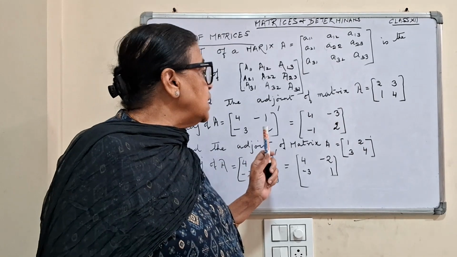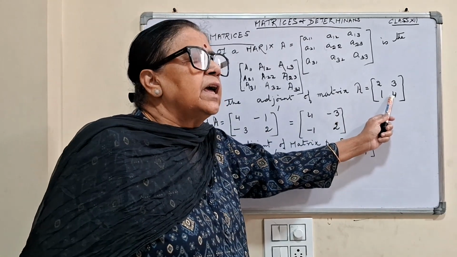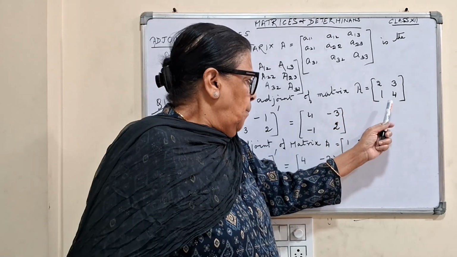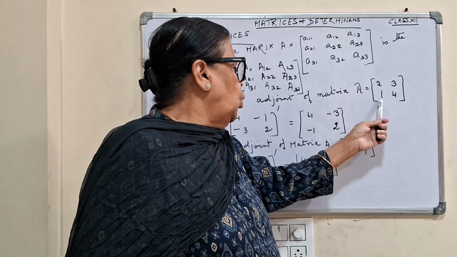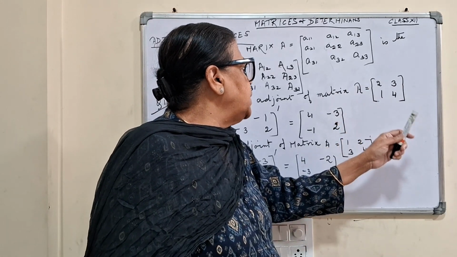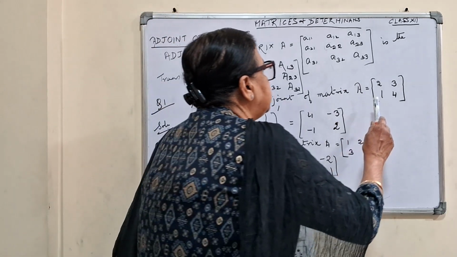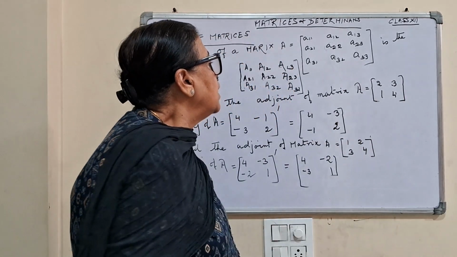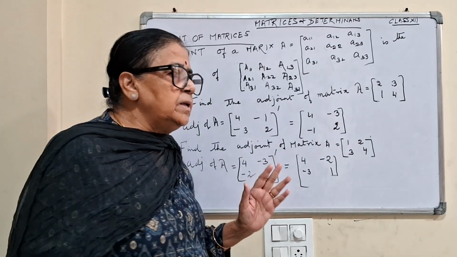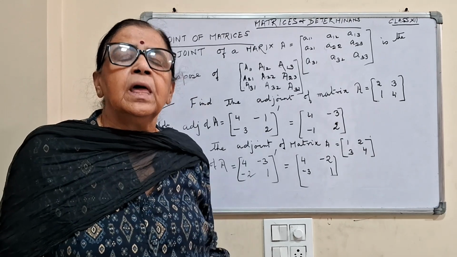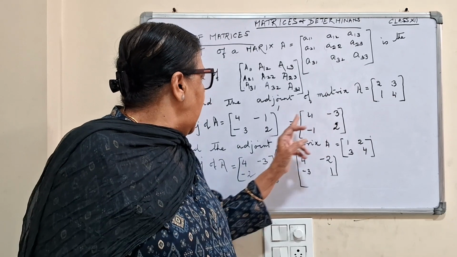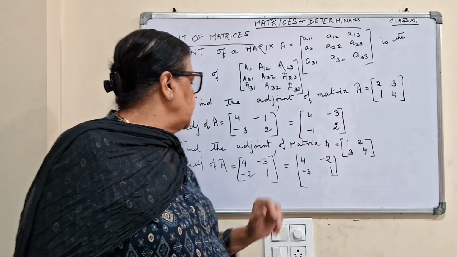Then the last one, with 4, this is A22. That is minus 1 whole raised to the power 2 plus 2, which is positive. So I delete these two and I get 2. Now the transpose of that: transpose means I change the rows into columns and columns into rows. Now it will be 4, -3 and -1, 2.